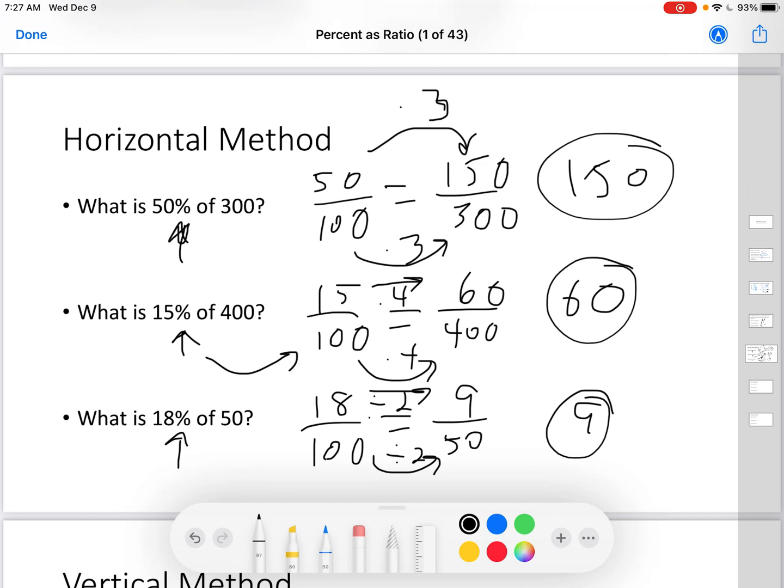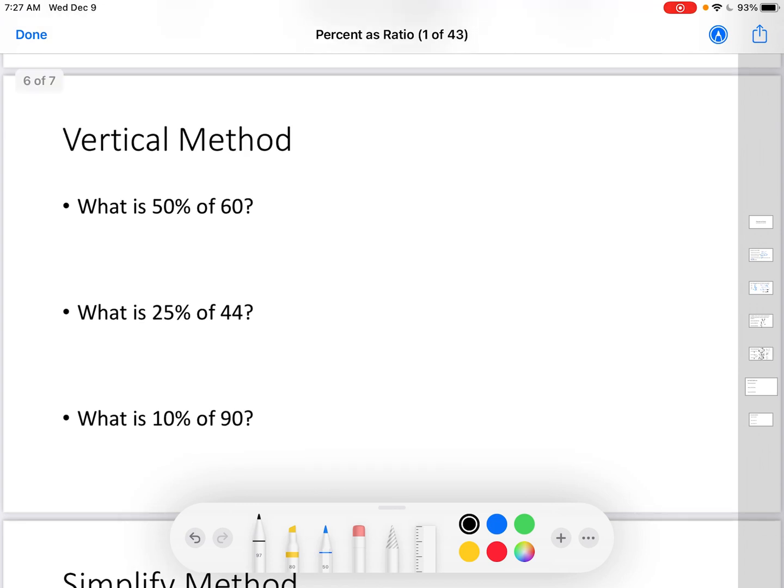What is 18% of 50? 18% of 50 is 9. 15% of 400 is 60. 50% of 300 is 150. Remember to put the answer and circle it. Now we're going to do vertical method. So we're going up and down. All right, 50%, I remember, is 50 out of 100.